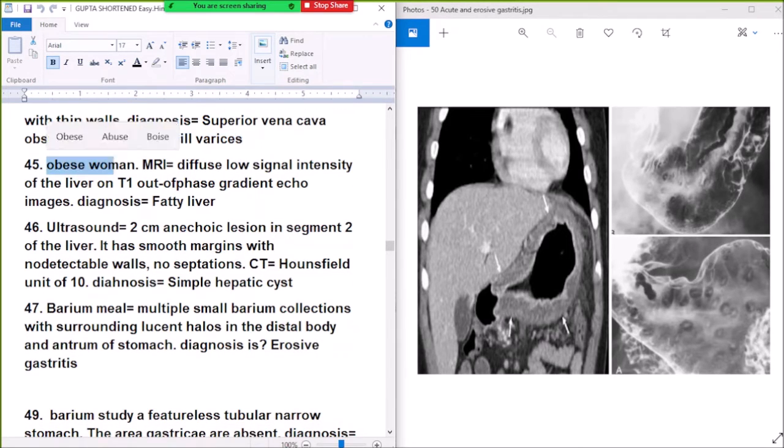Question 45. An obese woman. MRI shows diffuse low signal intensity of the liver on T1 out-of-phase gradient echo images. Diagnosis: fatty liver. Again, an obese patient, and MRI shows diffuse low signal intensity of the liver on T1 out-of-phase gradient echo images. Diagnosis: fatty liver.